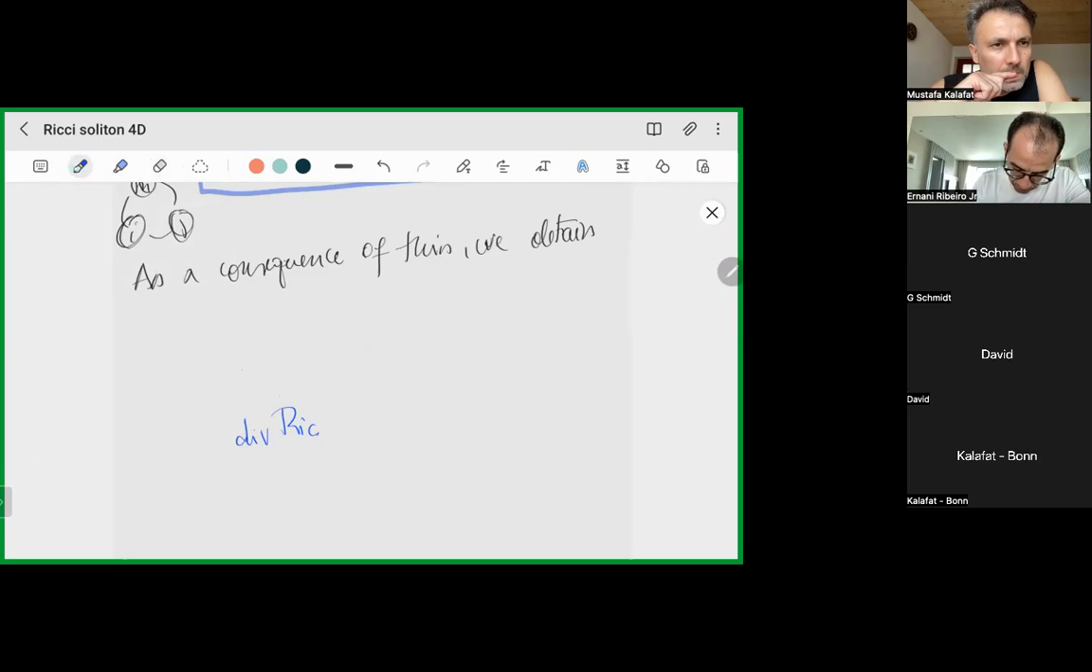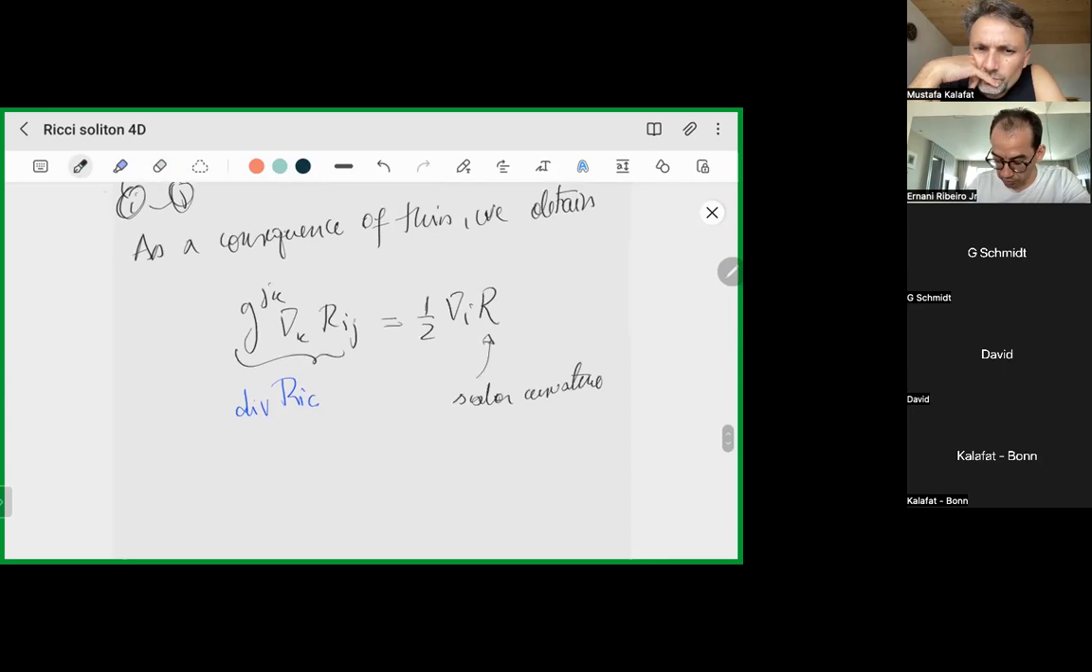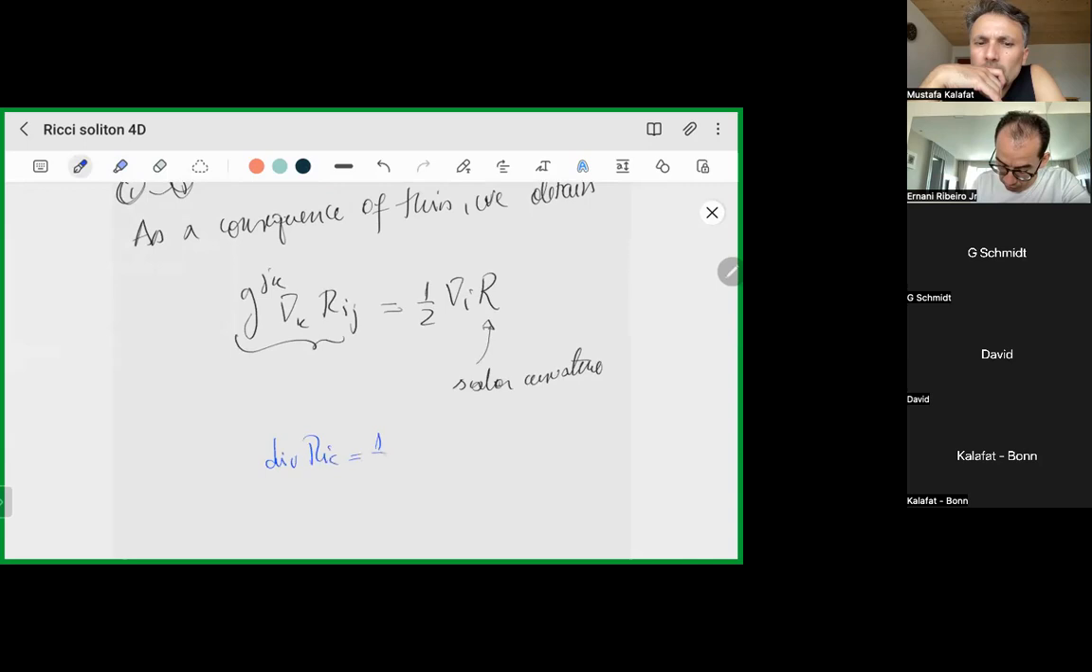This is ∇_k R_{ijk}... Then this is the divergence of the Ricci curvature, and the formula is 1/2 ∇_i R, where R is the scalar curvature. In other words, this means that, let me write in blue color here, the divergence of the Ricci curvature is equal to 1/2 of the gradient of the scalar curvature.